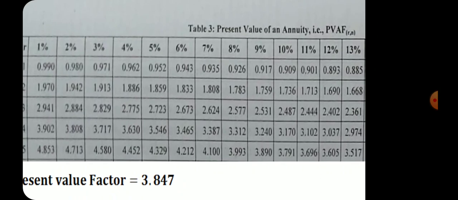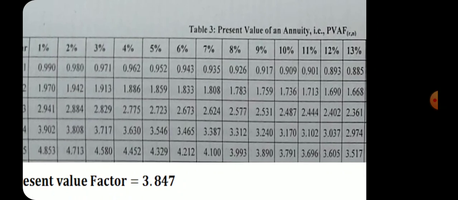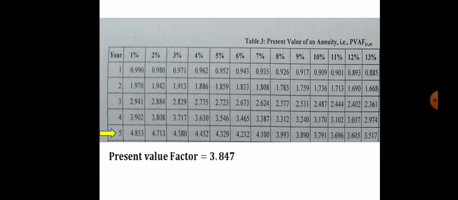So the present value factor is 3.84. So 9% is more than that present value factor. One should be less than the present value factor. For the 10th year it is 3.791. So one is more than that, one is less than that.